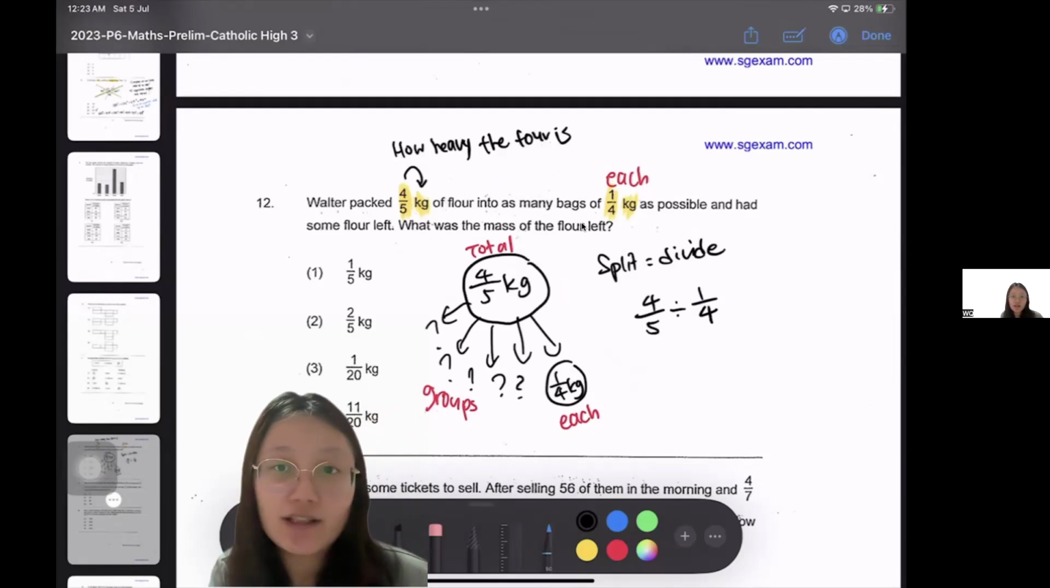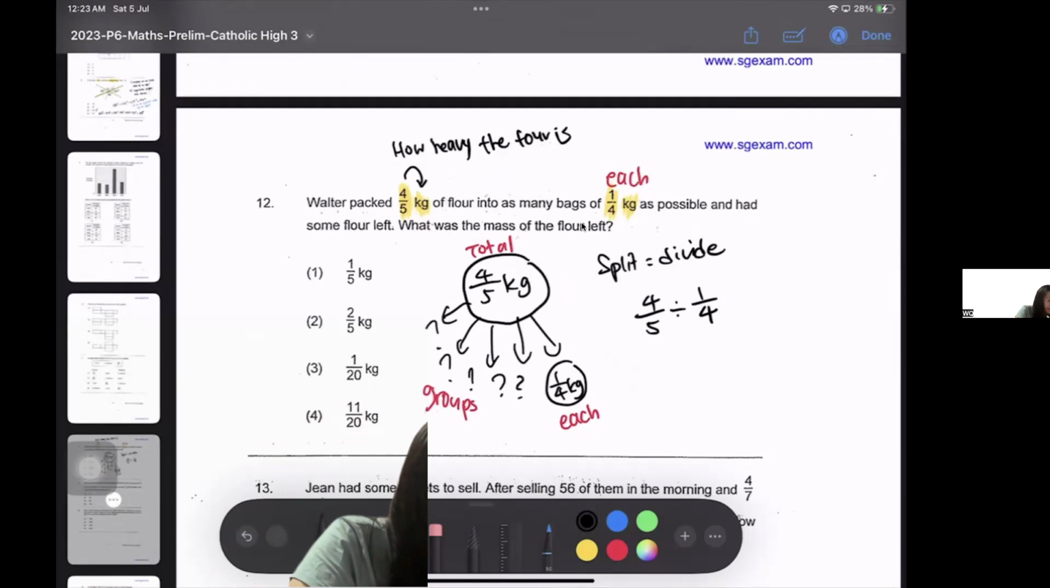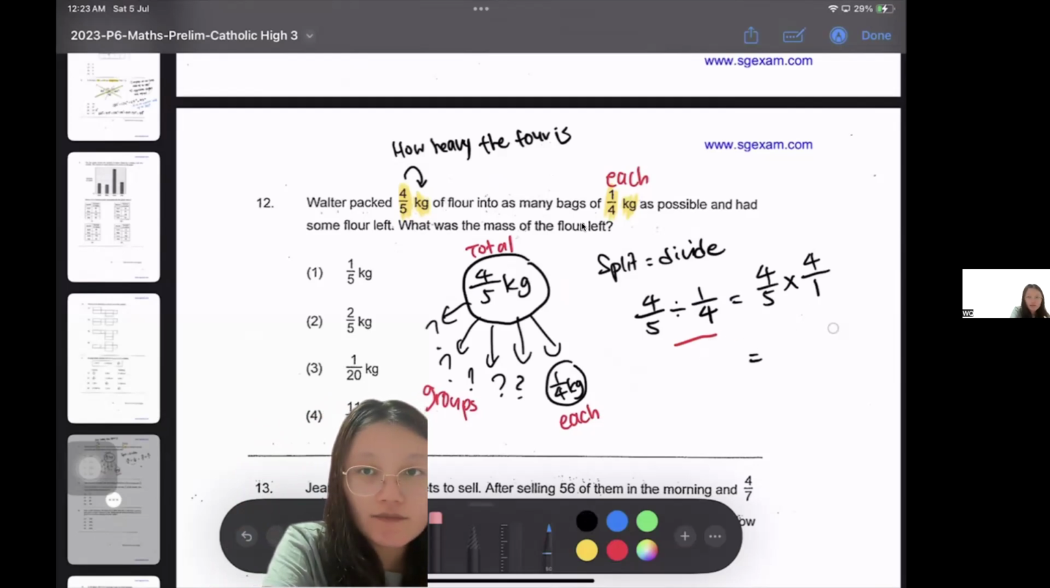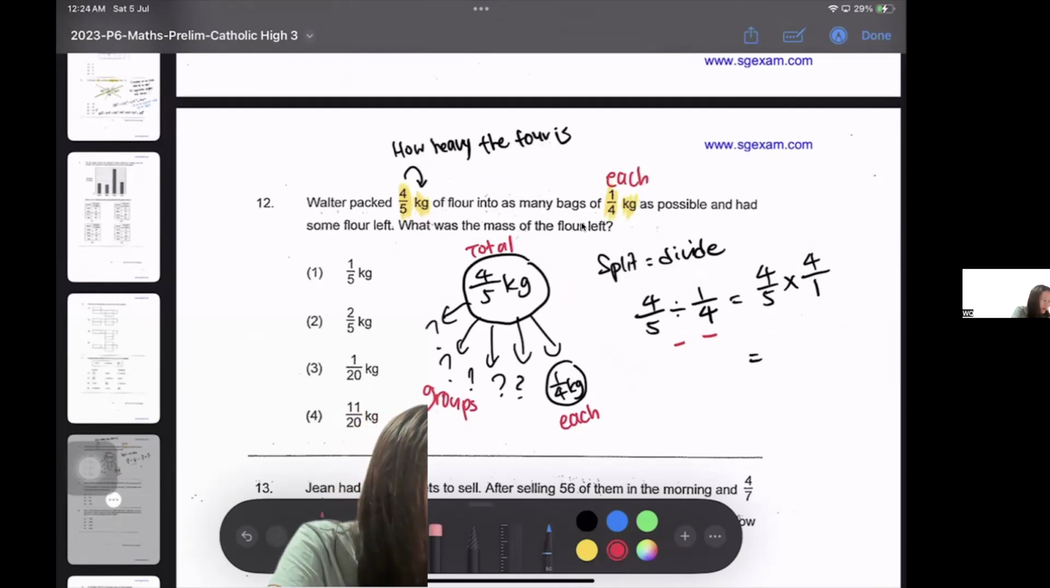When you are dividing a fraction, you must remember to change it into a multiplication and flip the fraction. You need to flip the second fraction, the 1/4. So let's change it into a multiplication. So 4/5 becomes times 4/1. You see I flipped the 1/4 into a 4/1. So with this flipping, you need to change the sign from divide into times as well. Remember to change the sign. You must change it into a times. Now let us solve it.